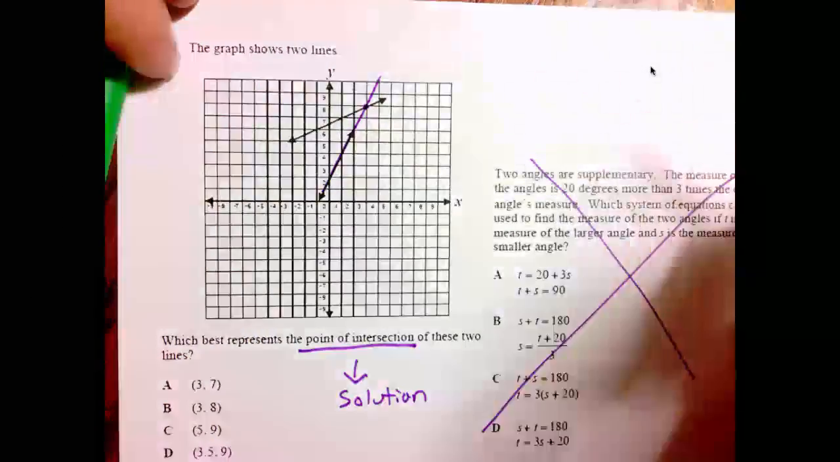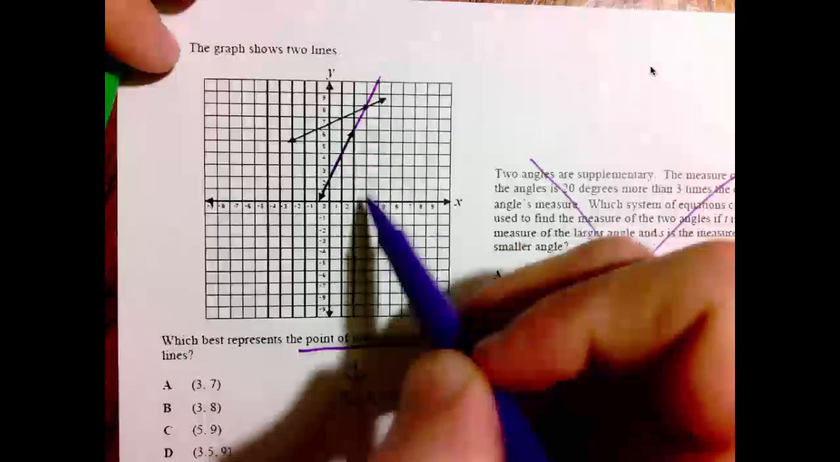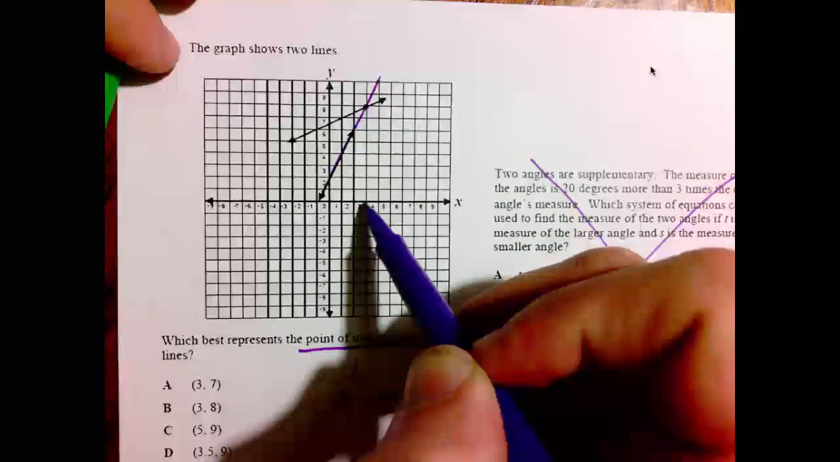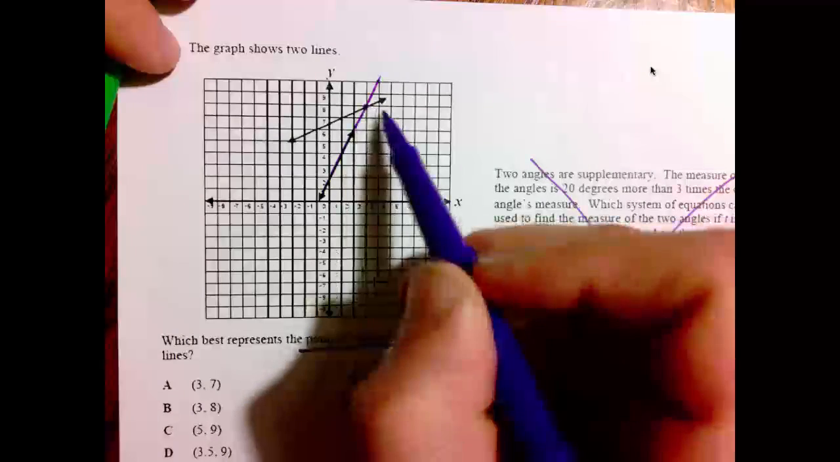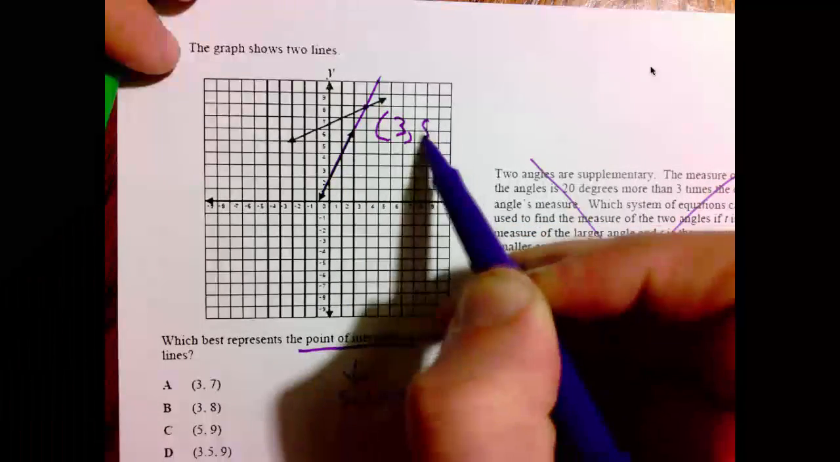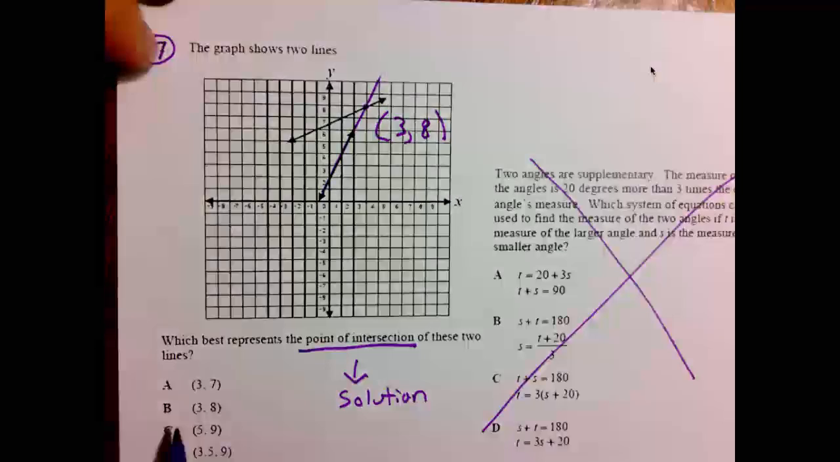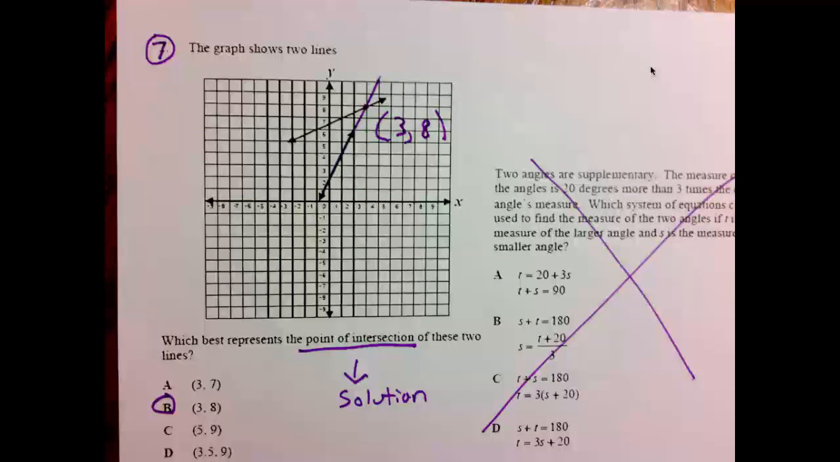Looks like there's my point of intersection. Alright. 1, 2, 3. 1, 2, 3, 4, 5, 6, 7, 8. 3, 8. That's the point of intersection. Number 7 is B. Alright.